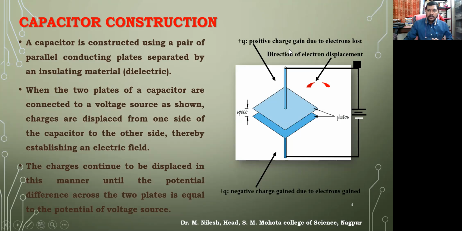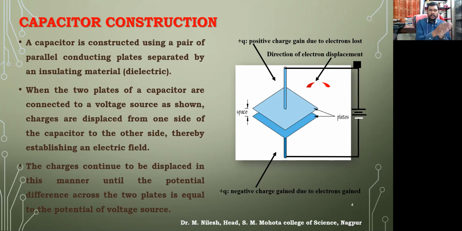The positive terminal of the battery is connected to the upper plate, so the positive charges are going to be deposited on this, and the negative terminal of the battery is connected to the lower plate, and therefore negative charges are going to be stored on it. So plus Q and minus Q charges. This is the negative charge gained due to electrons, right? And this is the direction of electron displacement, which is in the opposite direction. So this is how a capacitor works.